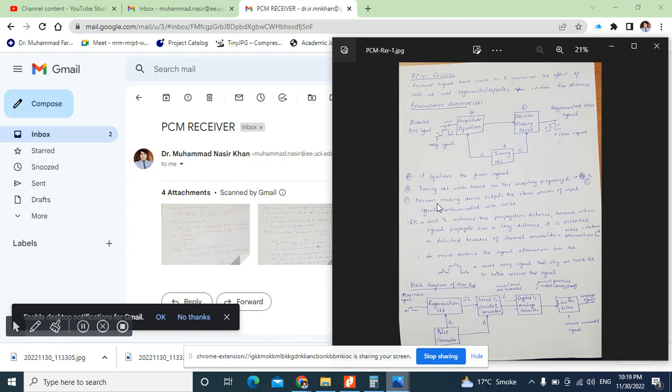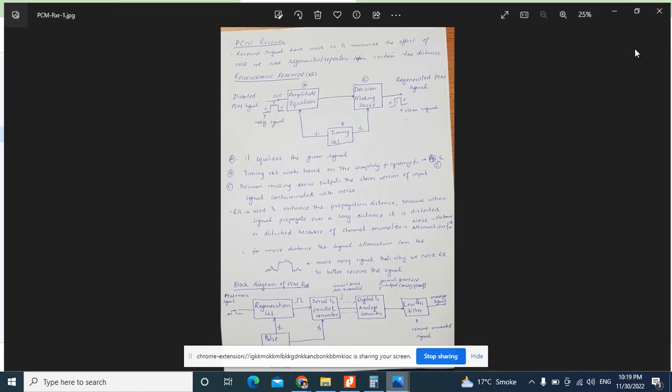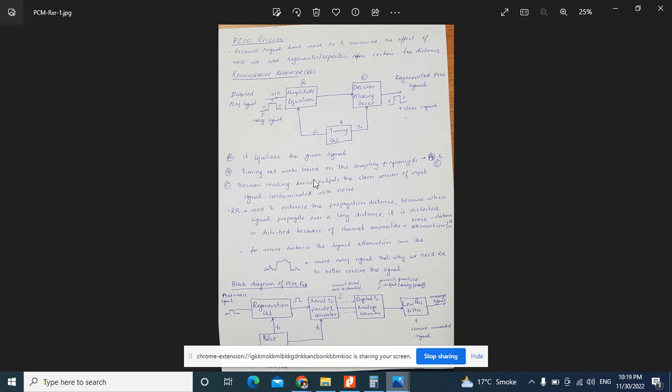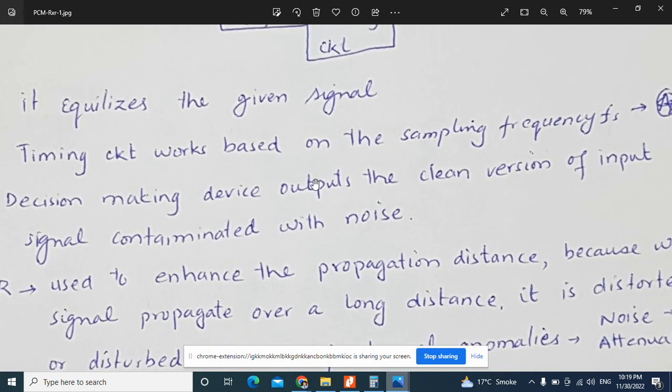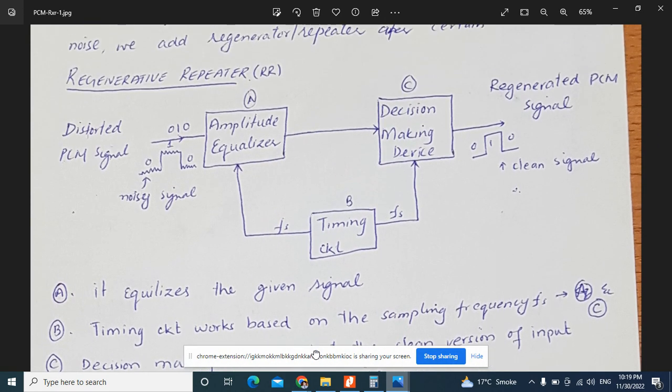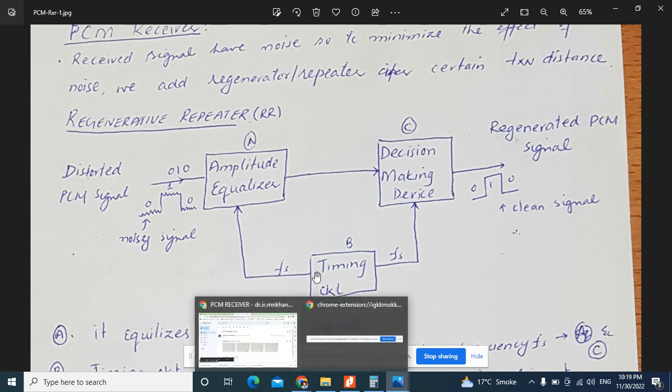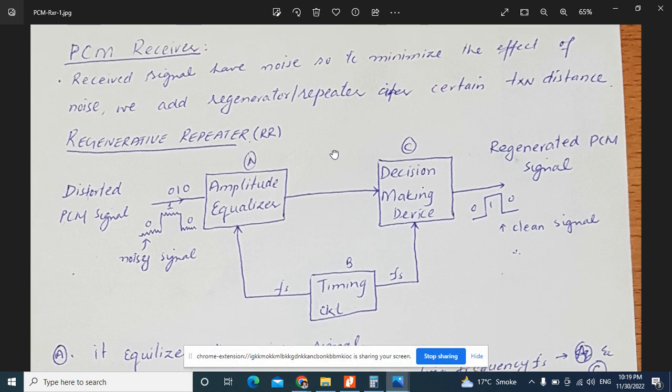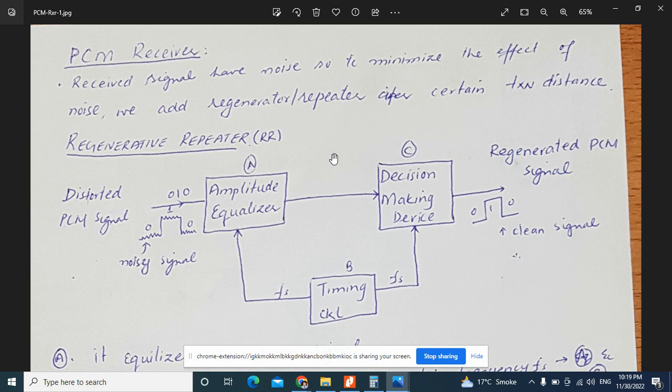Today in this lecture we are going to discuss the PCM receiver. We have already discussed PCM in our previous classes. So in this class we will discuss the PCM receiver, because we know that when we transmit the PCM signal, after propagation over a certain distance we need a regenerator or repeater, so that the regenerator will regenerate the noisy or contaminated signal and then transmit it again.